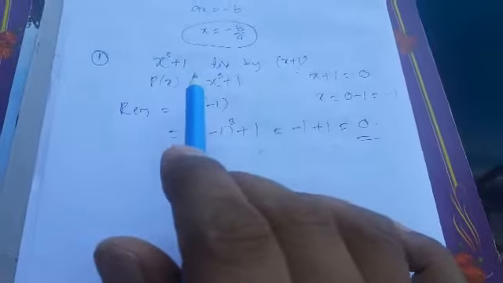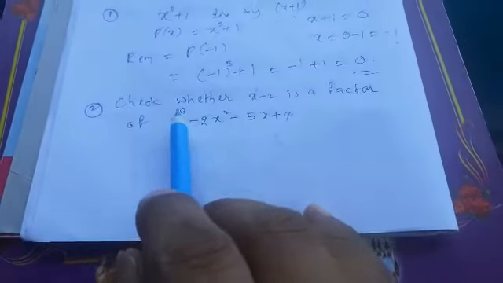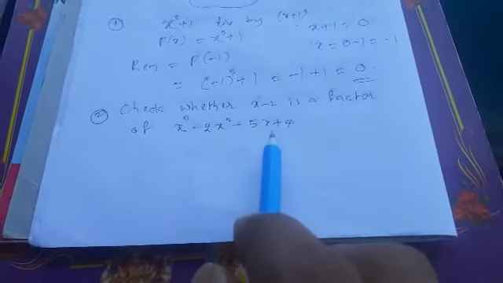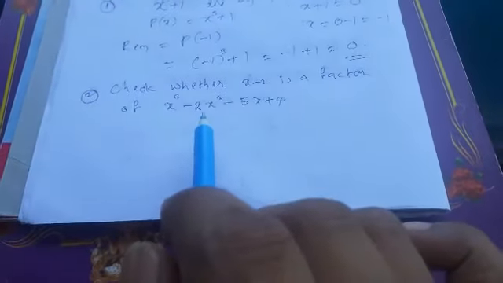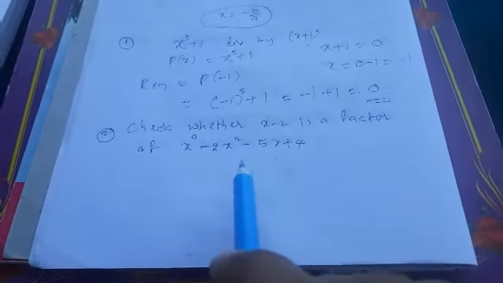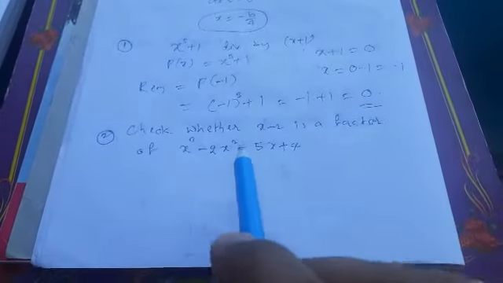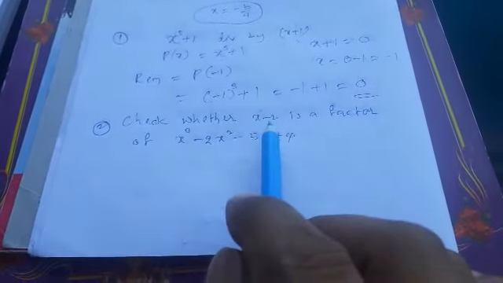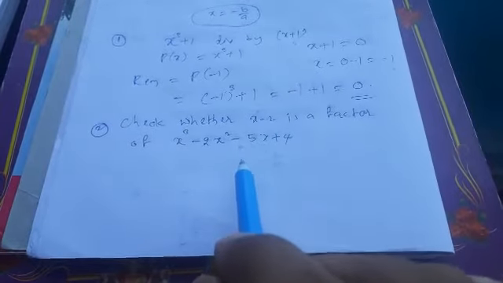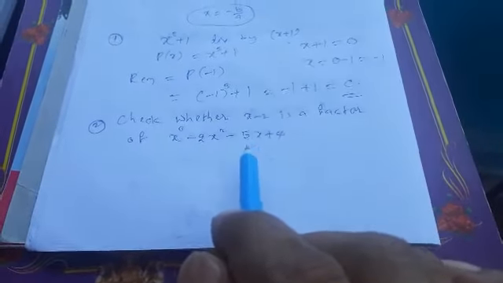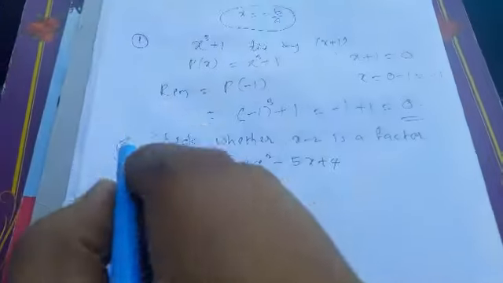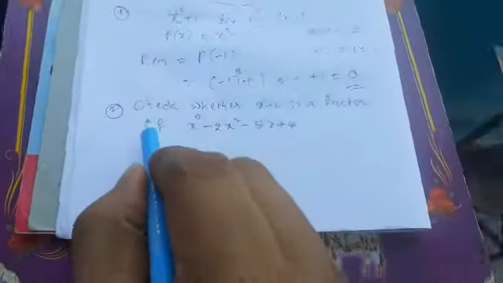Let us see one more problem. Check whether x minus 2 is a factor of the polynomial. How can you decide whether x minus 2 is a factor of this polynomial or not? First find the remainder when the polynomial is divided by x minus 2. If you get remainder 0, then x minus 2 is a factor. If the remainder is not equal to 0, then x minus 2 is not a factor. So let us take the given polynomial.